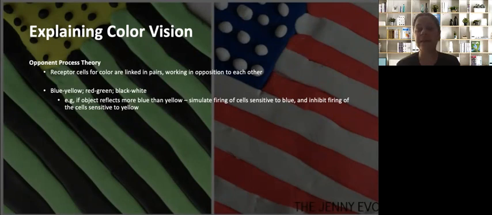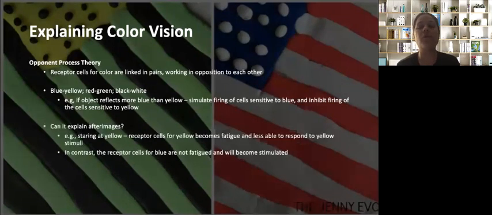So basically, if the object reflects more of one color, then it stimulates the cells sensitive to that color. And conversely, it inhibits cells sensitive to the opposite color. So for example, if an object reflects more blue than yellow, it stimulates those cells sensitive to blue and then inhibits those cells sensitive to yellow, and vice versa.